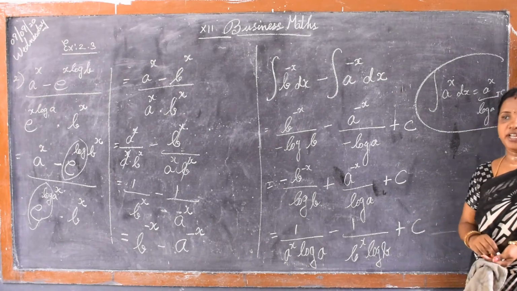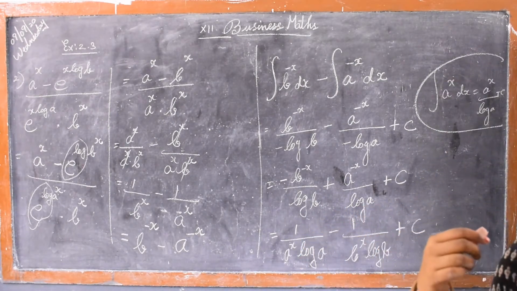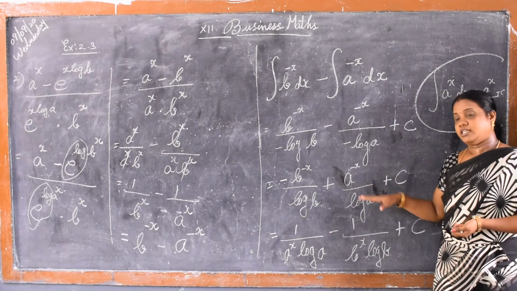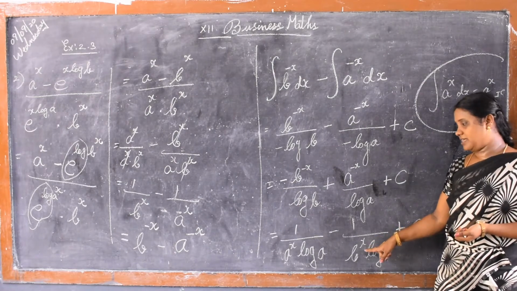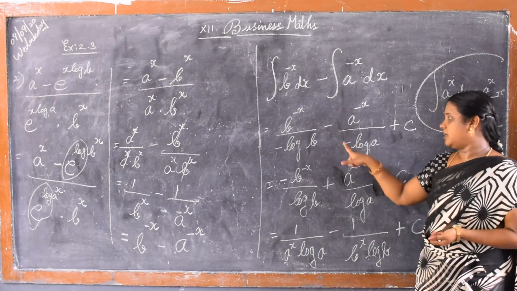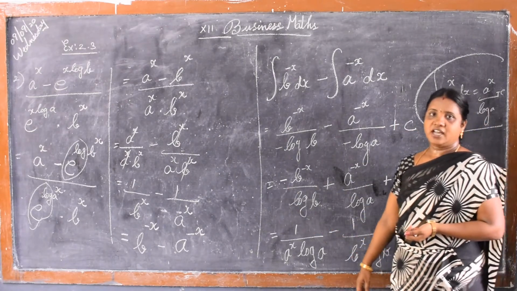Have you understood, children? See what I have done? b power minus x, a power minus x, I take it to the denominator. Then the minus becomes plus. A power x will come. Here b power x will come. The minus minus here, what will it become? It became plus. The minus here I have put here. That's all. Have you understood?